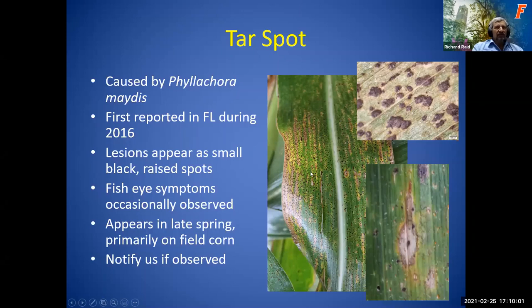And it looks like somebody just dipped a paintbrush in hot tar and just kind of whipped it at the plant, splattering it. And sometimes these raised lesions will have a necrotic spot around them.